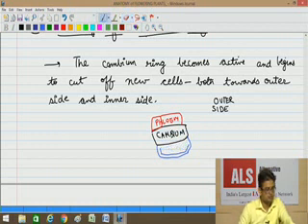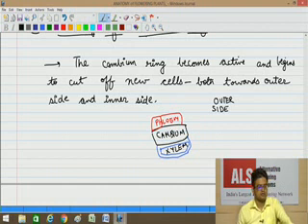Wait a second. I will use a different color because it's getting erased. Xylem. So now please write.